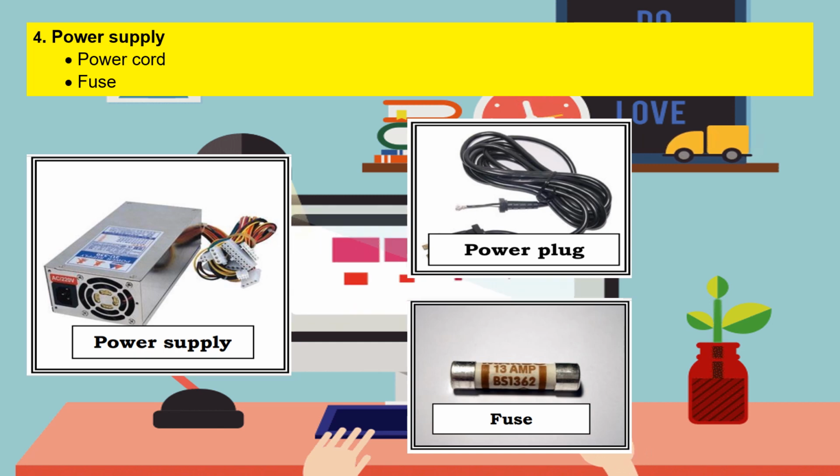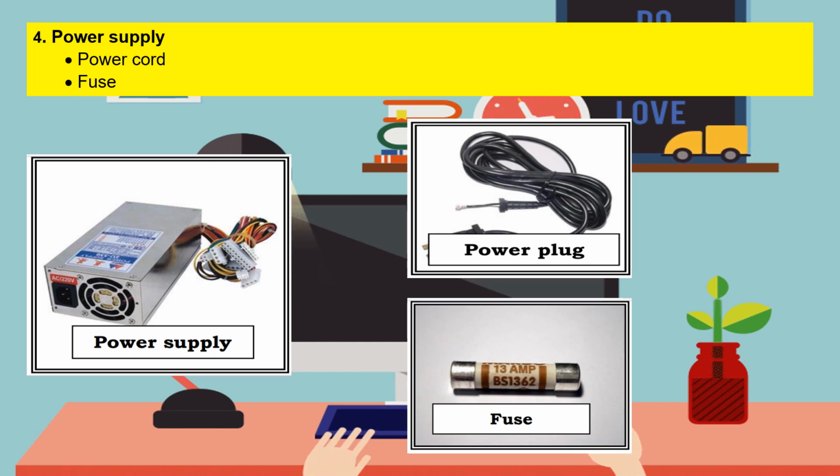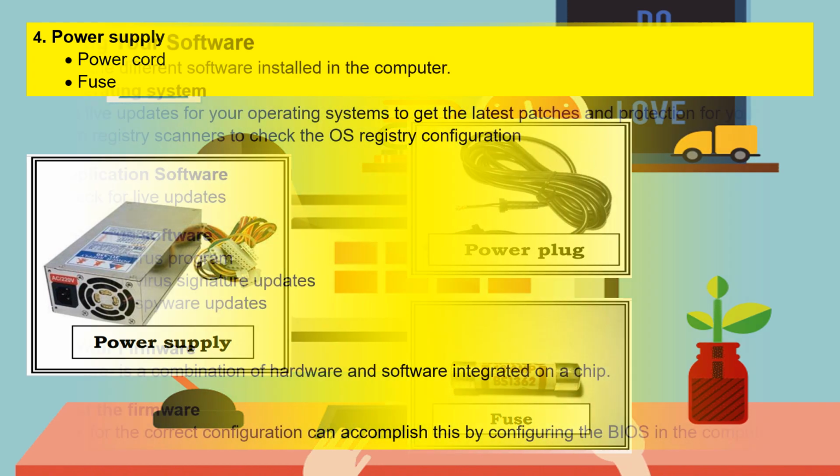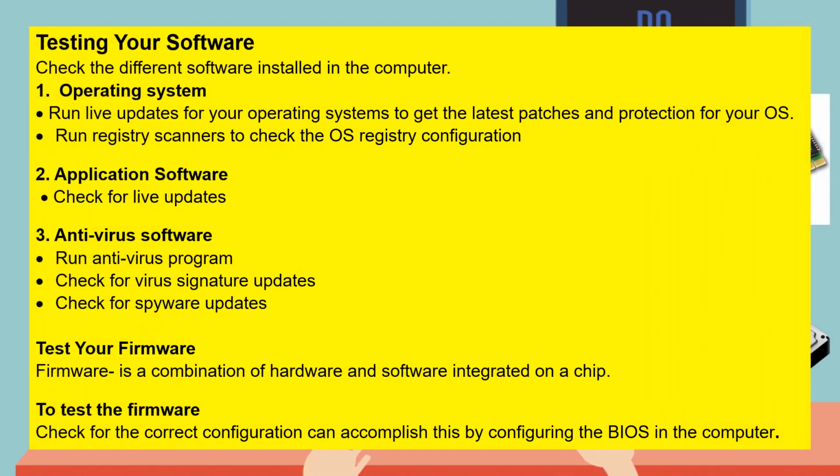Power supply. So we have the power cord and fuse, and also a power plug. Testing your software. Check the different software installed in the computer. Number 1. Operating system. Run live updates for your operating system to get the latest patches and protection for your OS. Run registry scanners to check the OS registry configuration. Number 2. Application software. Check for live updates. Number 3. Antivirus software. Run the antivirus program, check for virus signature updates, and check for spyware updates.